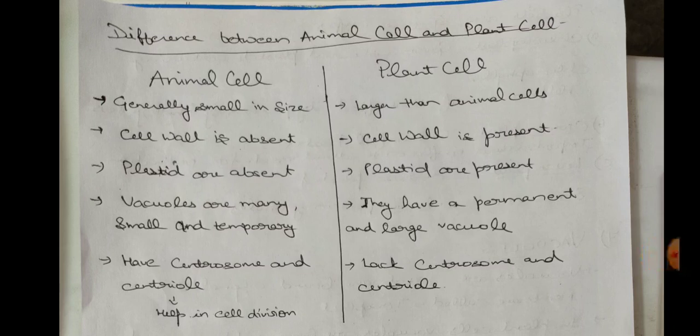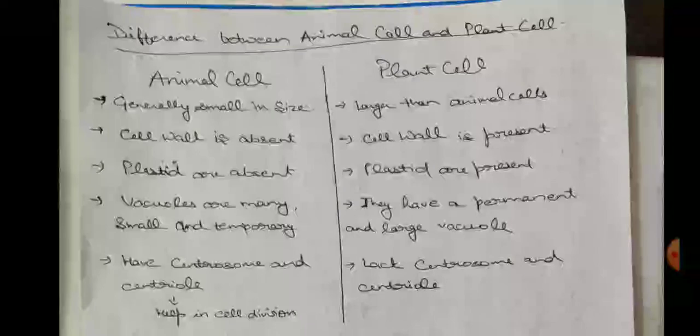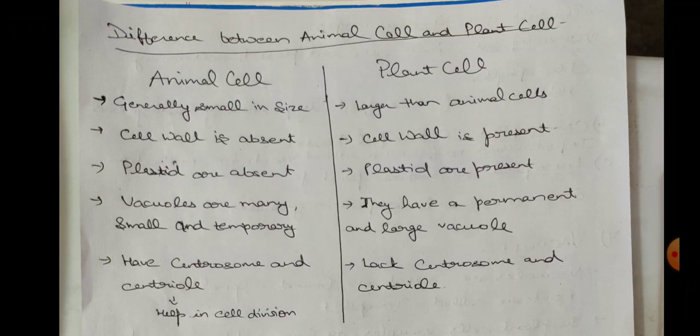Getting it? It is important. Third one, we were just talking about a cell organelle, that is plastid. At the first point we told you that plastids are present only in plant cells. So this becomes the difference. Plastids are absent in animal cells, and plastids are present in plant cells. Fourth point, in animal cells vacuoles are many, small and temporary, means they may be present or they may be absent. In plant cells, they have a permanent and large vacuole.